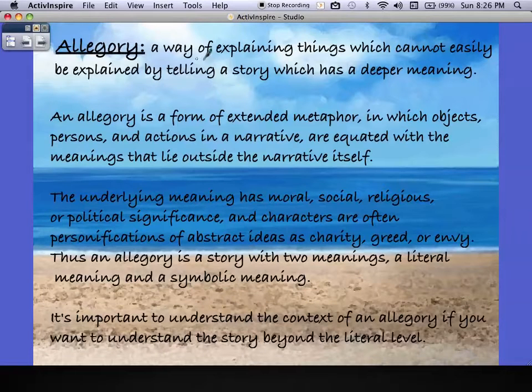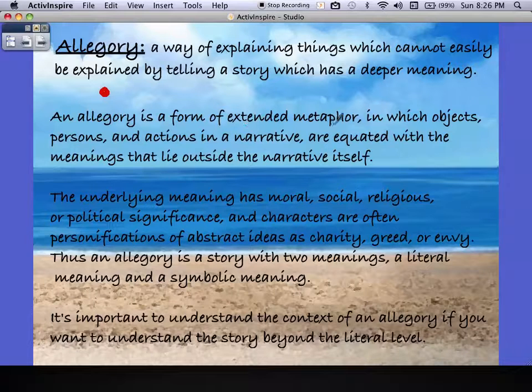All right, this is an important definition. An allegory is a way of explaining something that can't really easily be explained because it's more abstract than concrete. So we tell people a story to try and explain it. A really good example is the way some religions interpret the Bible. A lot of Christian religions view the Bible as an allegory, that it's explaining the deeper meanings of what it means to be a Christian by telling stories to show what that means.